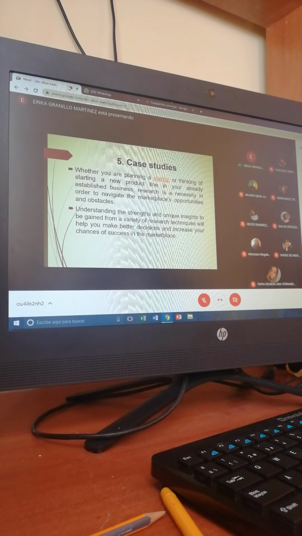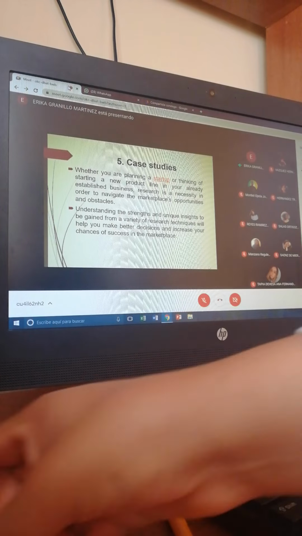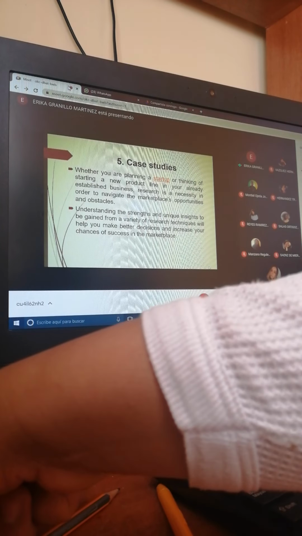So most of the books that are in our hands, if you see them, probably they have at the end of each chapter some case studies.